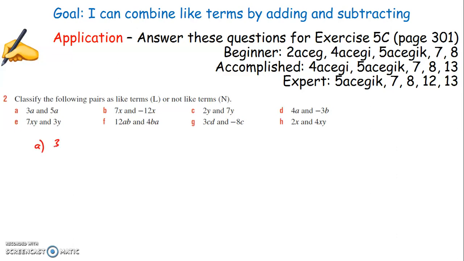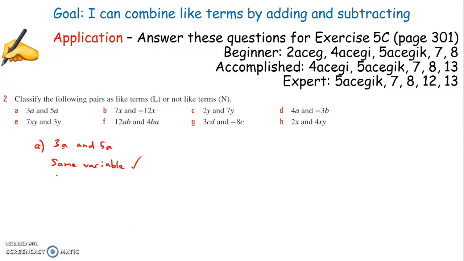So for A, we've got 3A and 5A. So what does it take for two terms to be like terms? Well, first, they need to have the same variable. Do these have the same variable? Well, they both have the letter A. So yes, they both have the same variable.